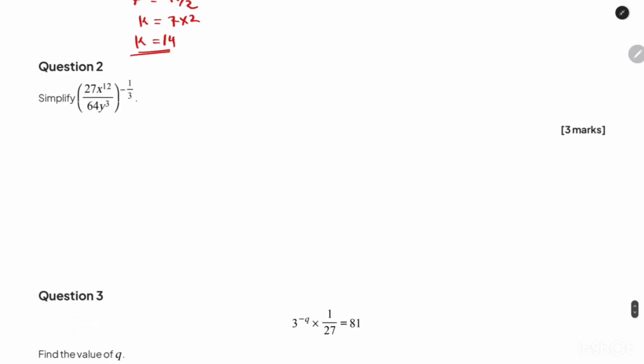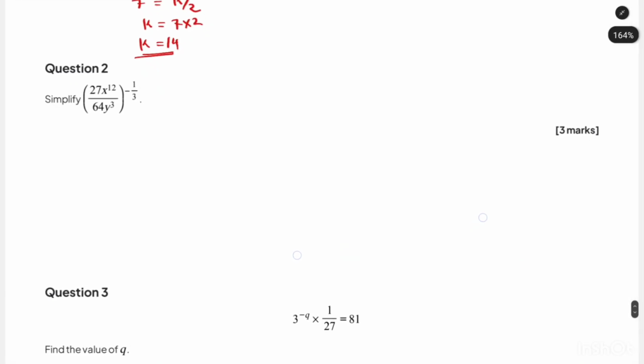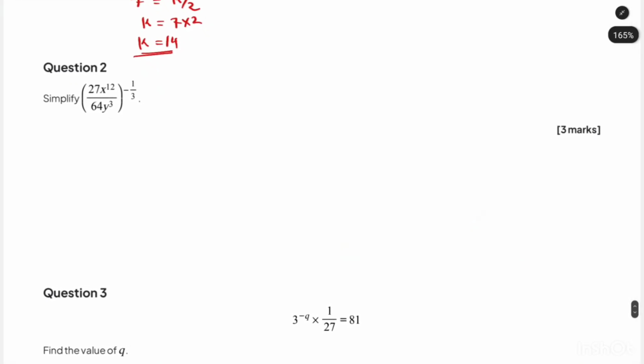See the second question. First step, make the power positive, which is right now negative, minus 1 by 3. To make it positive, don't reciprocate the power, but reciprocate the base. So it will be 64 into y raised to 3, which was in the denominator, now it becomes the numerator, and 27 into x raised to 12, which became the denominator, power 1 by 3.